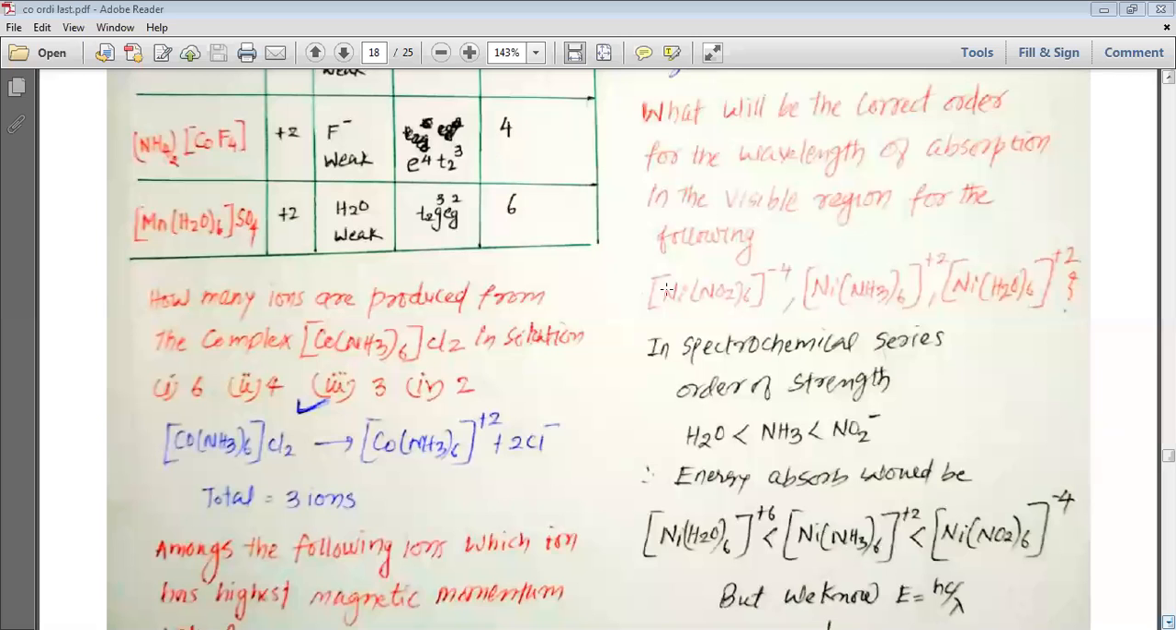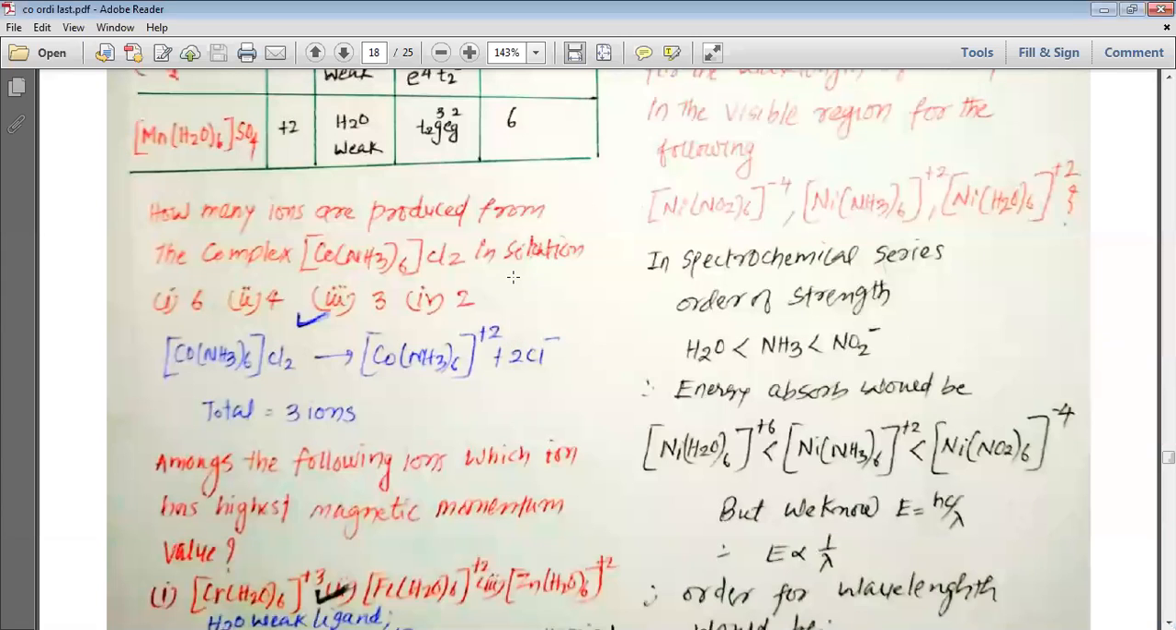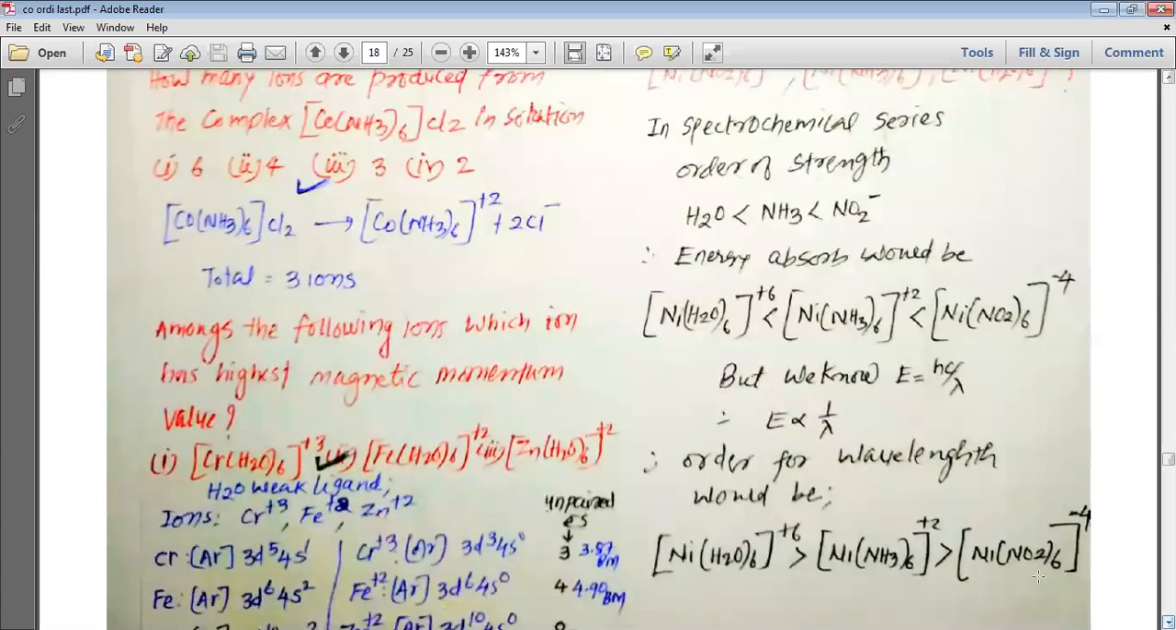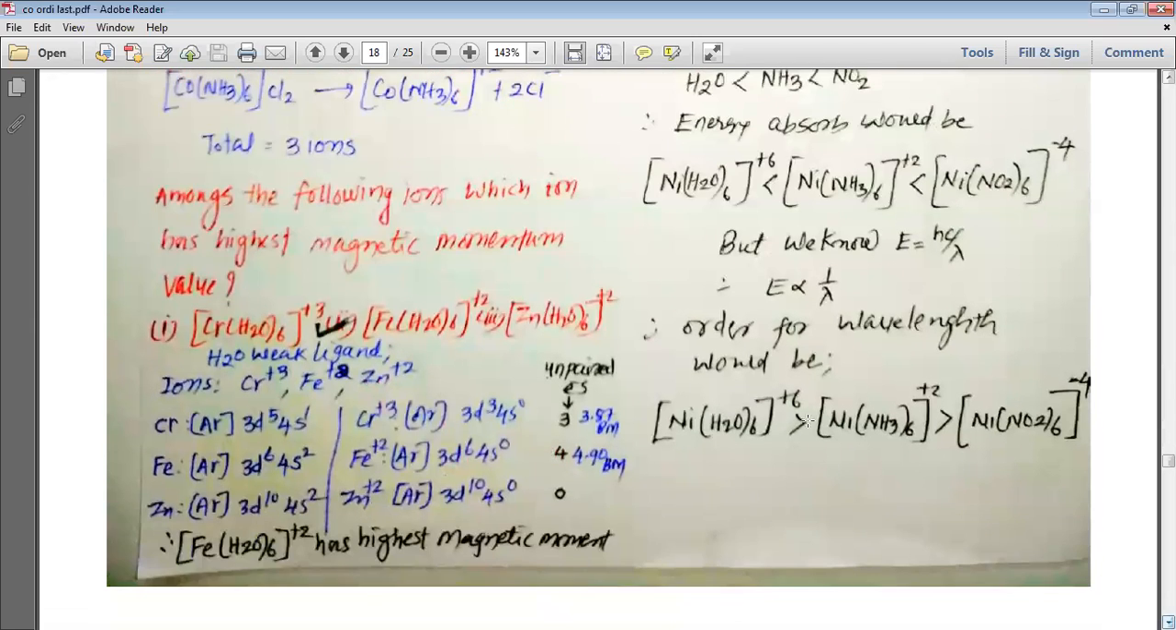Here we can understand that the secondary valency has not been dissociated, whereas the two chloride ions which are bonded with cobalt with the primary valency, they have been dissociated. Now we can move on to the following ions. Which ion has the highest magnetic moment value and why, my dear students? So that is what we can understand here.